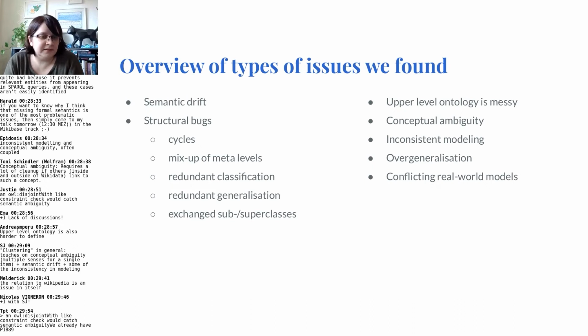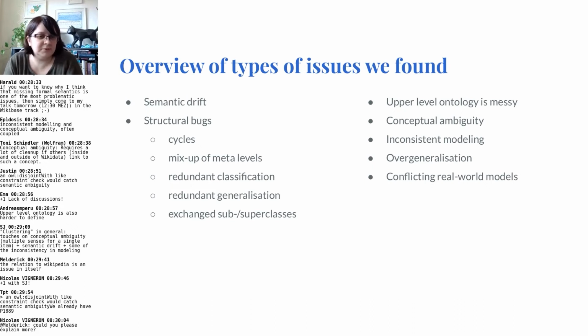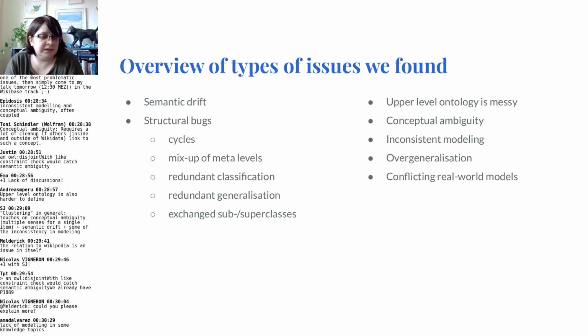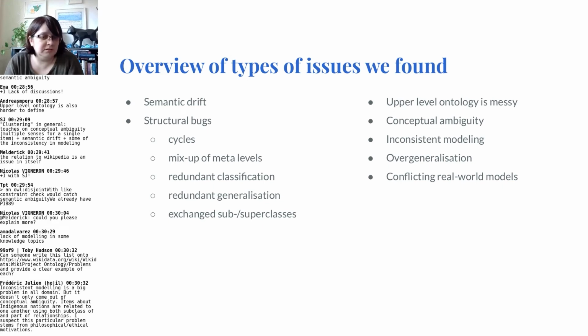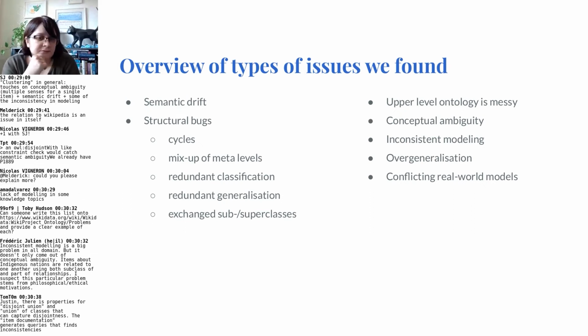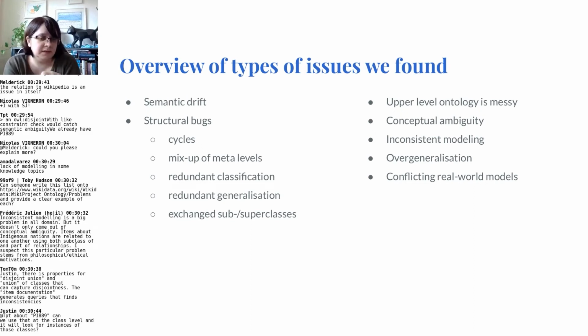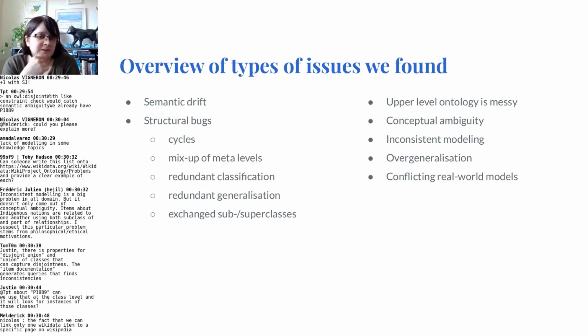Okay, SJ is saying clustering in general, so that touches on conceptual ambiguity, multiple senses for a single item, and semantic drift, and some of the inconsistencies in modeling. And TBT is pointing out that we have constraint checks that would catch semantic ambiguity already. And is the problem that we don't have those constraints defined, or is the problem that we're not fixing the constraints that are triggered?